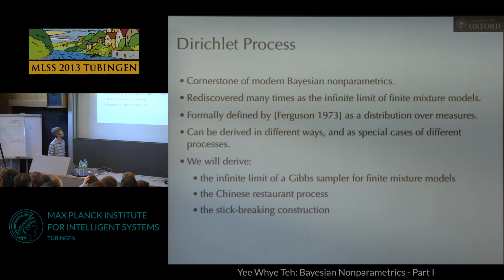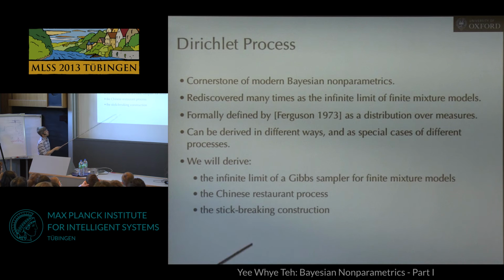Okay, so I'll start with the Dirichlet process. As I said, this is a cornerstone of modern Bayesian nonparametrics. And it's such a simple process that has been discovered and rediscovered many, many times throughout the past 50 years. Particularly, it's been discovered many times as the infinite limit of finite mixture models. That's how people in machine learning started thinking about Bayesian nonparametrics, through finite mixture models and trying to take the infinite limit of them. It was formally defined by Ferguson 40 years ago now as a distribution over probability measures, which we'll see later.